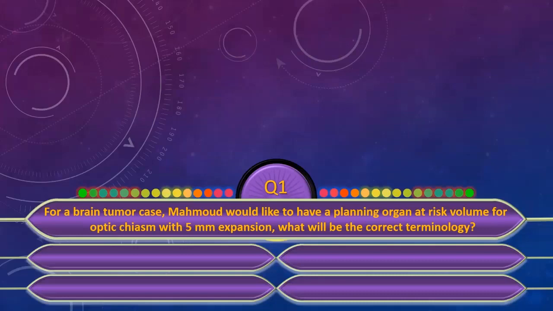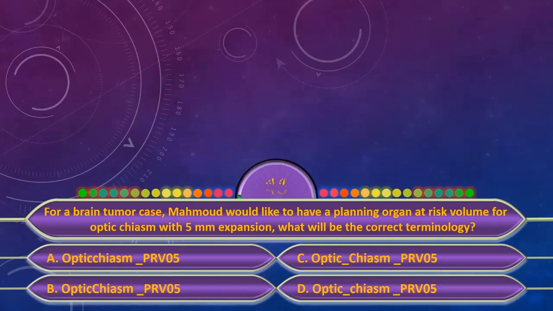For a brain tumor case, Mahmoud would like to have a planning organ at risk volume for the optic chiasm with a 5 millimeter expansion. What will be the correct terminology? And I will put up the polling. I need you please to participate in the polling.